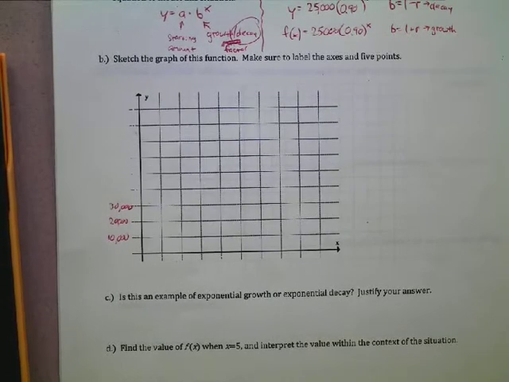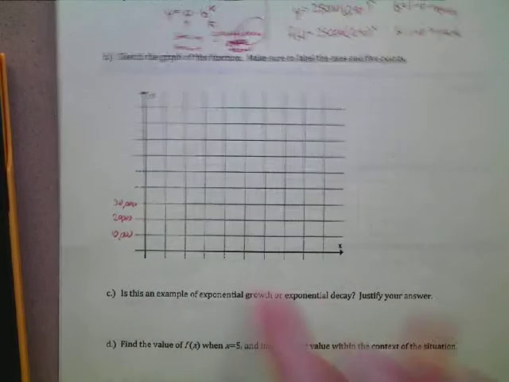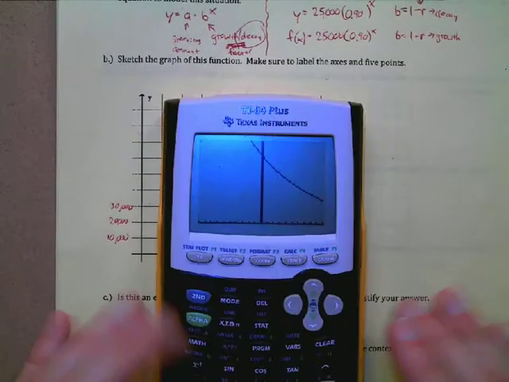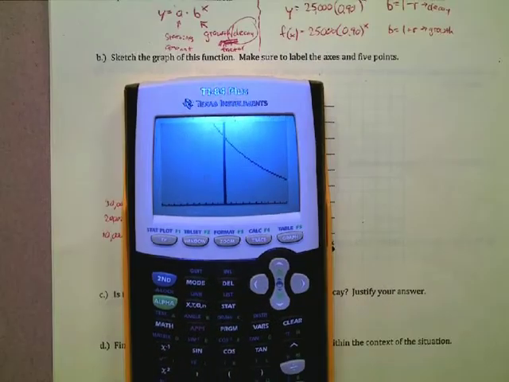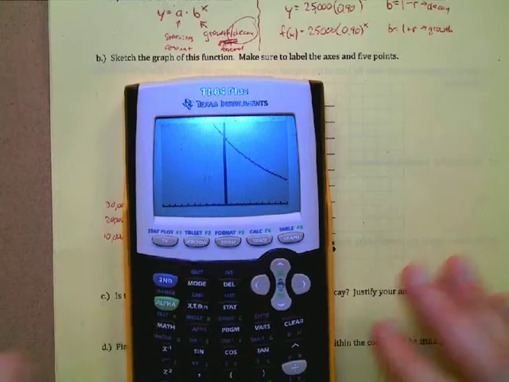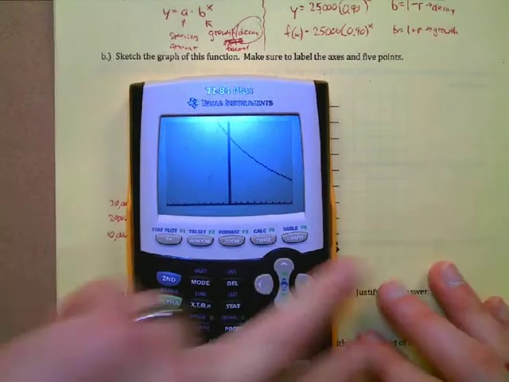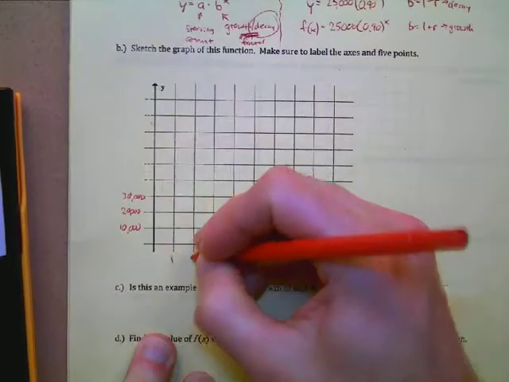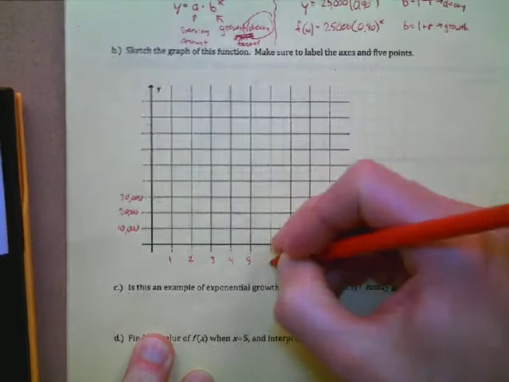And then how about here? What do you want to count by here on the x-axis? Count by ones? Yeah, I think that's probably okay. We probably are fine with that. So let's just go ahead and do that. So 1, 2, 3, 4, 5, 6, 7, 8, 9.